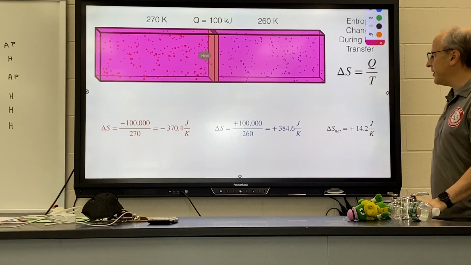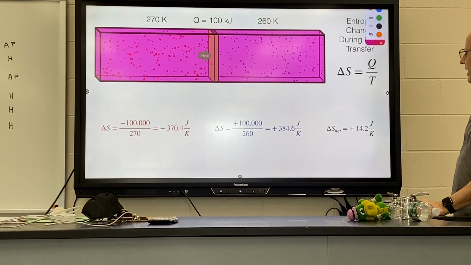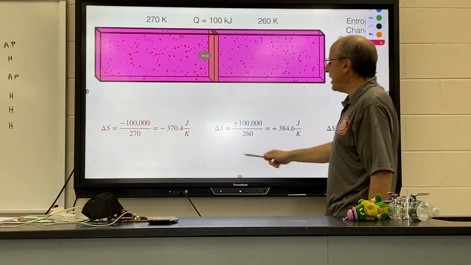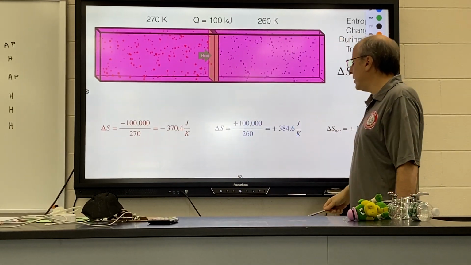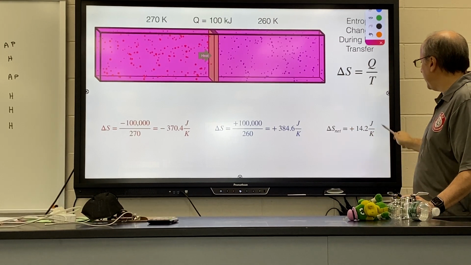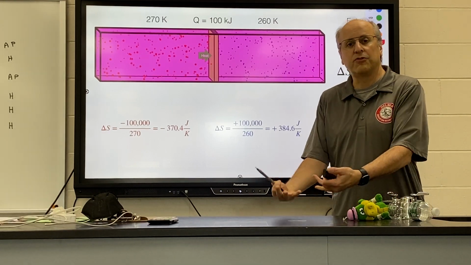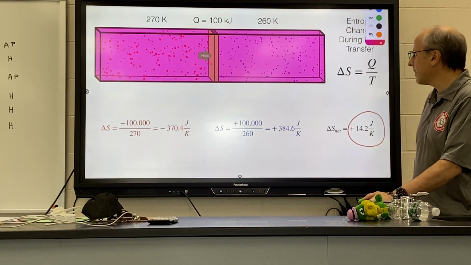Okay, so here's another example. One container is at 270, one is at 260. Again, you do the change in entropy of the one, the change in entropy of the other. You get the net change in entropy, and you'll see it is a positive number. The universe increased in entropy.